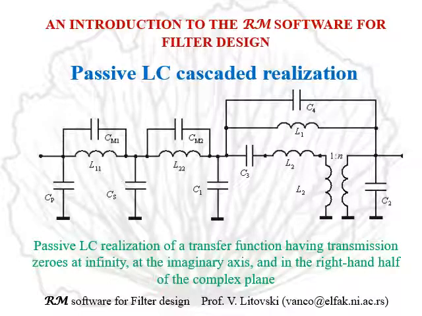Here is one example of a sixth-order filter having two zeros at the positive omega axis and one pair of complex zeros in the right-hand half of the complex plane.